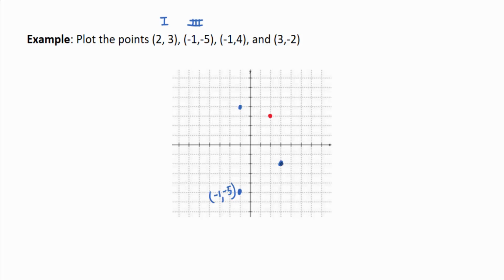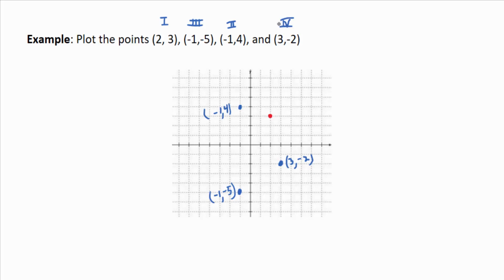Okay, so everybody understand how I got -1, 4? What quadrant is that one in? -1, 4, that's this one. And that's in quadrant 2, isn't it? 3, -2 is this one. Quadrant 4. There you go.